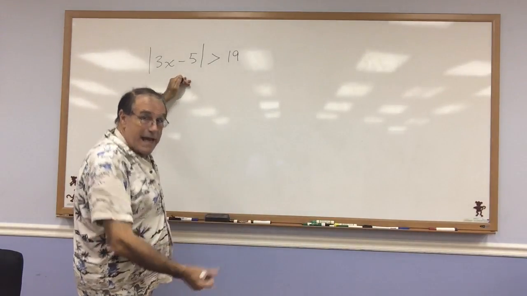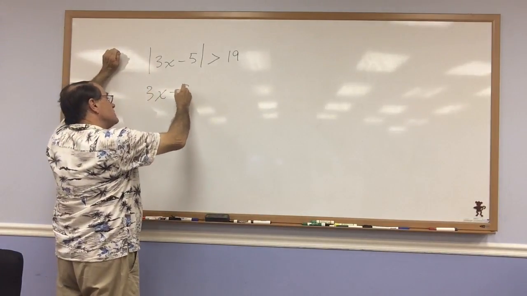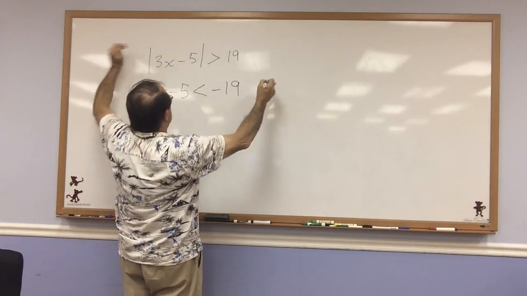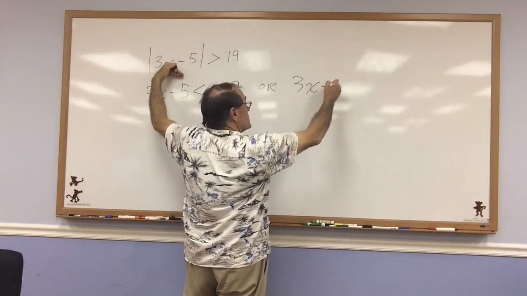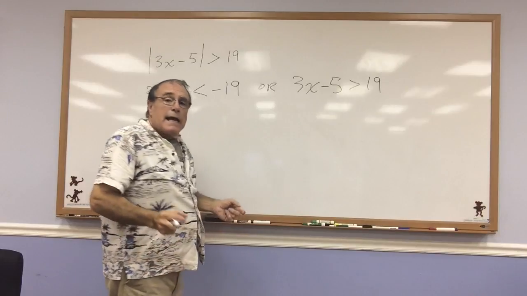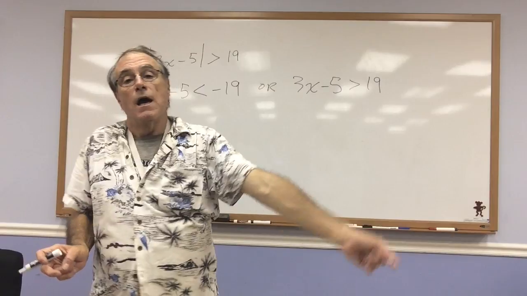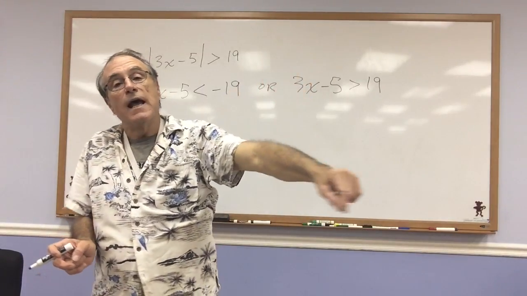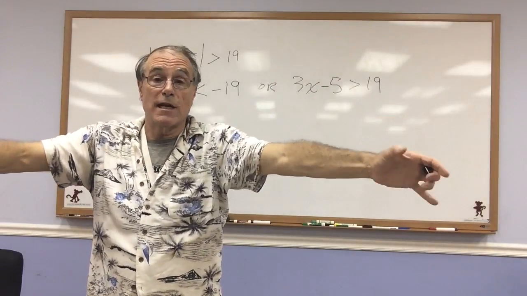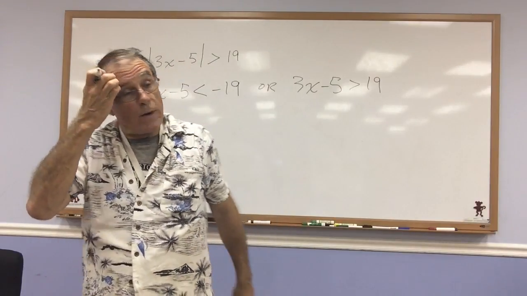So this number is less than negative 19. 3x minus 5 is less than negative 19, or this number, 3x minus 5, is greater than positive 19. Now I have two separate inequalities. You want two separate inequalities. I'll solve two separate inequalities, and I will graph the two pieces and write the two interval notation expressions, and we can place either a union sign or the word or between them.